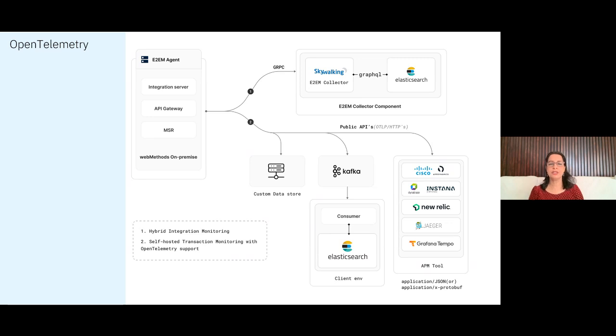A hybrid integration consists of a transaction that spans multiple platforms and products, including both cloud and our on-premise products. This support was previously limited to a single channel, providing transaction monitoring for either hybrid integrations or for self-hosted originating transactions. With this capability, it has now been extended, so you have dual channel support that provides simultaneous transaction monitoring for both hybrid integrations and self-hosted originating transactions.